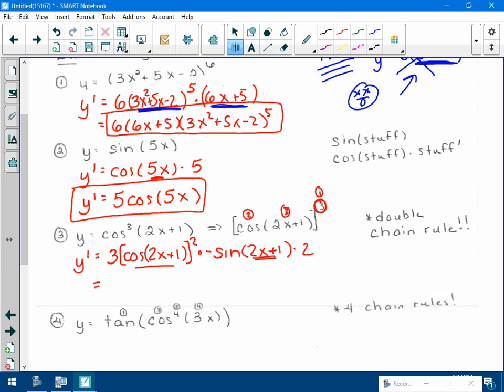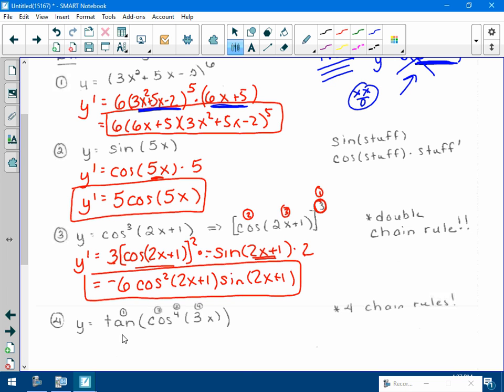Clean it up, put it all together. I can multiply 3 and 2. That's going to be, and there's a negative, so I'm going to say negative 6. I'm going to write this as cosine squared of 2x plus 1, sine of 2x plus 1. We're okay with that? I just combined the numbers and the negative. I rewrote this using the notation I prefer with the cosine squared up there now that I'm done taking the derivative. And then I've got this sine on its own at the end.